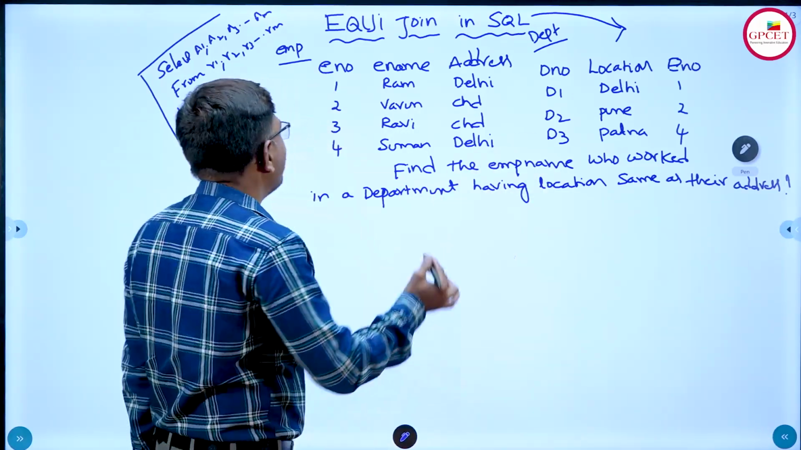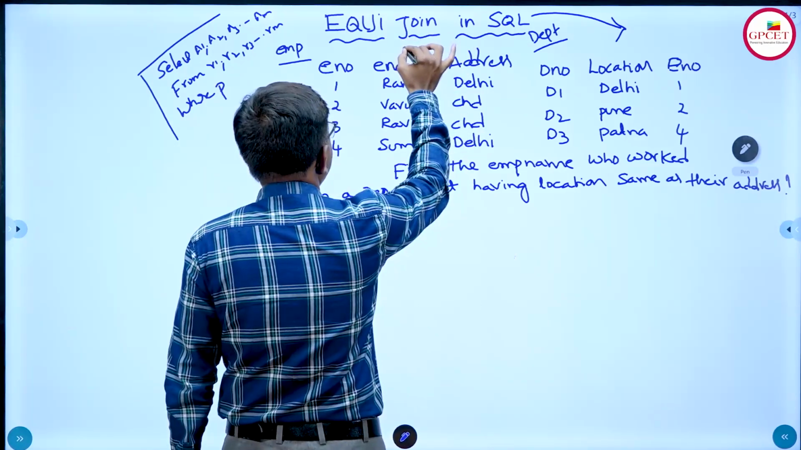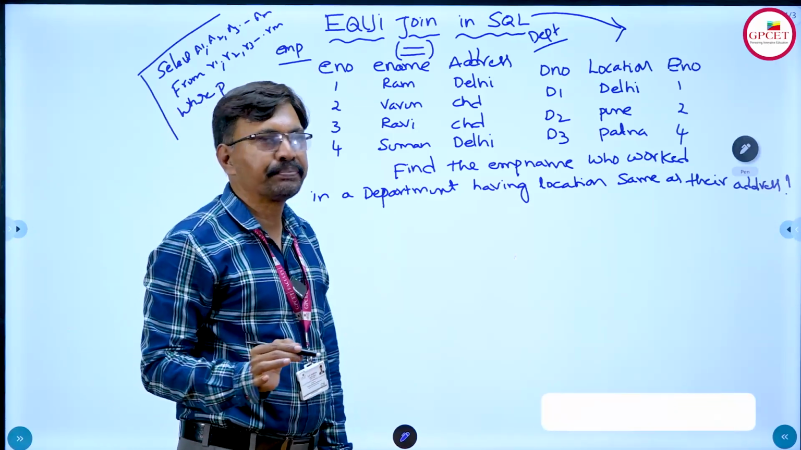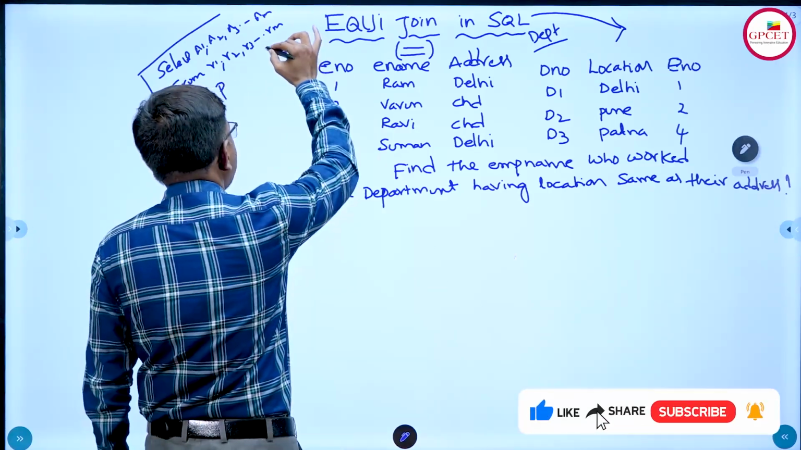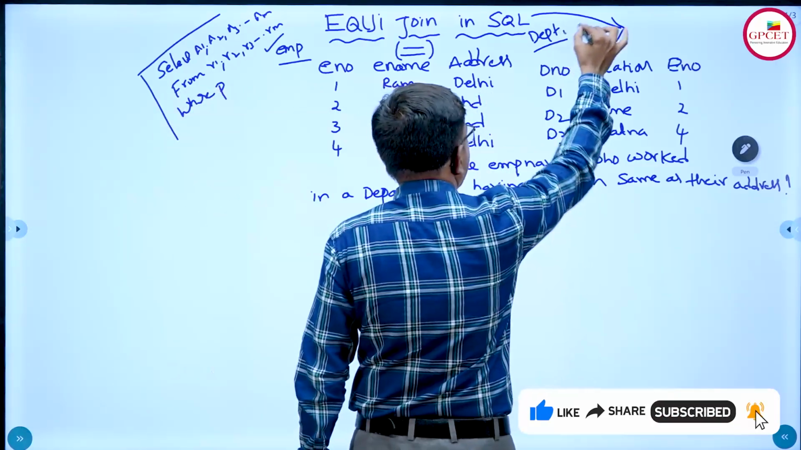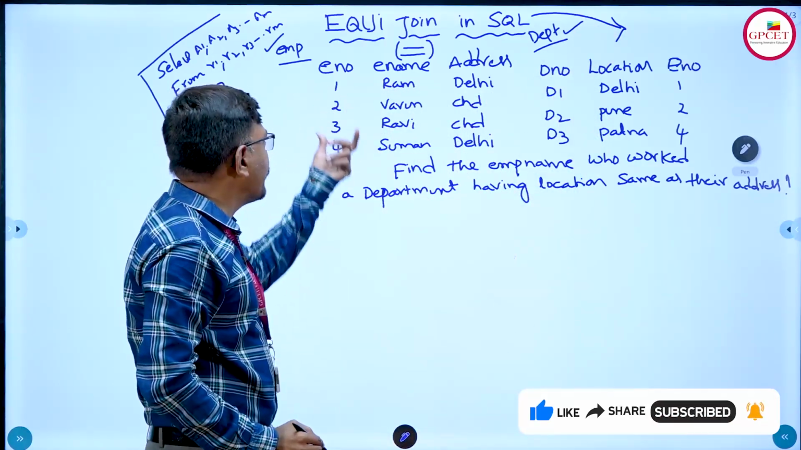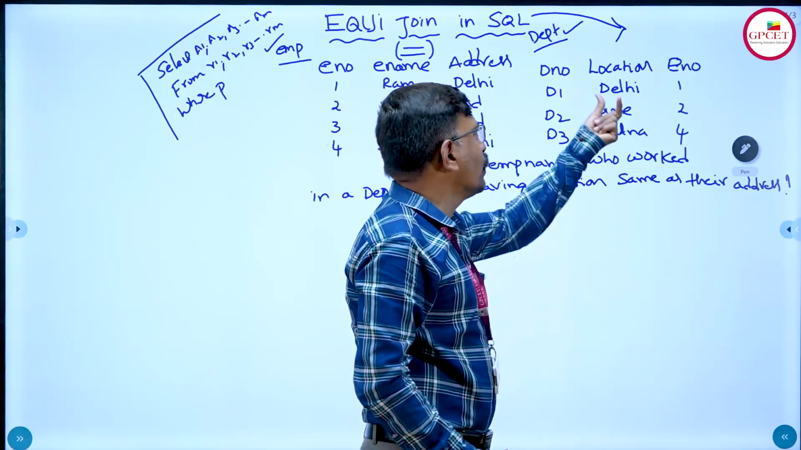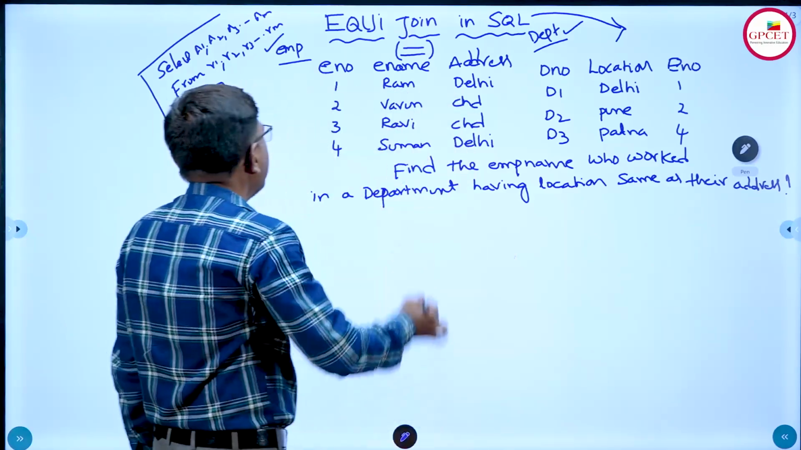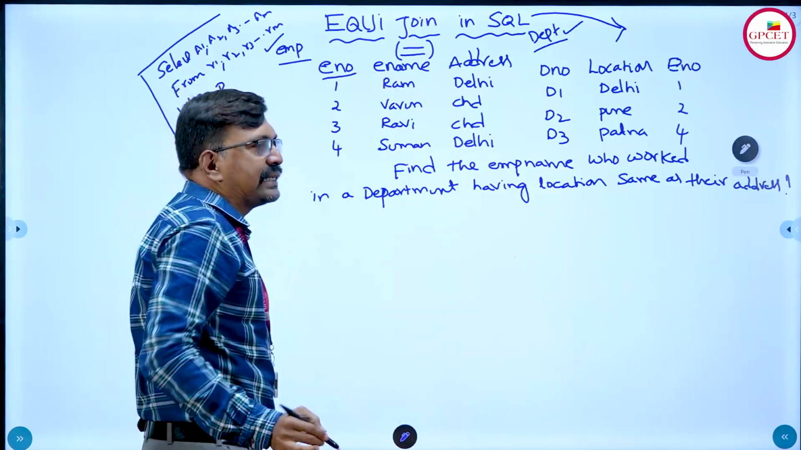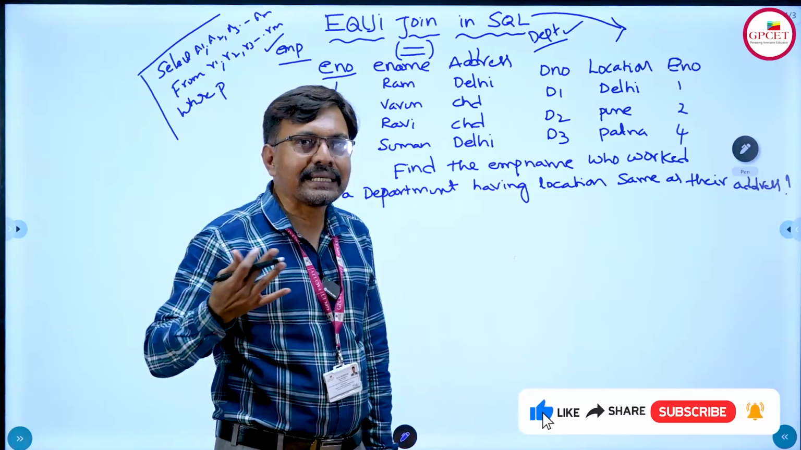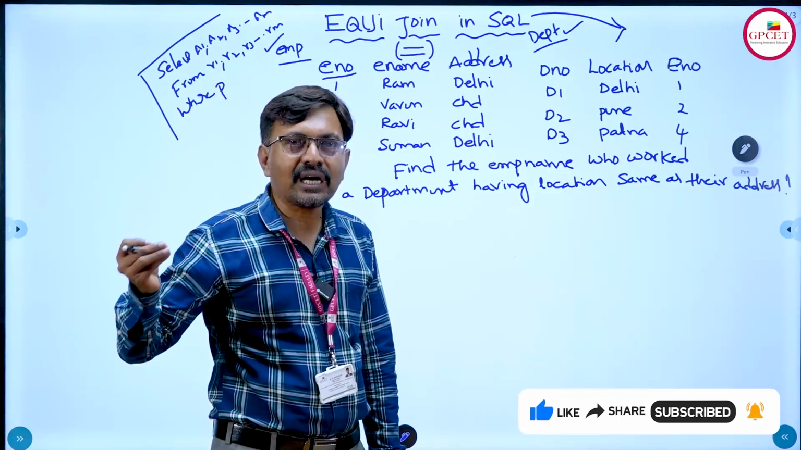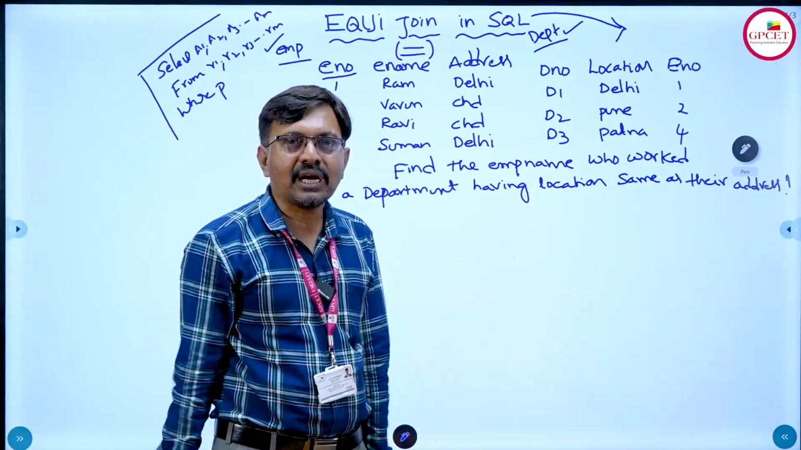In this class, Equi Join. What is meant by Equi Join? Equi Join is nothing but an equal operation. Observe two tables here. One is the employee table, the other is the department table. The employee table has employee number, employee name and address, whereas the department table has department number, location and employee number. In the employee table, employee number is the primary key. What is meant by primary key? A primary key uniquely identifies within the entity set. A primary key does not allow duplicate values or null values.